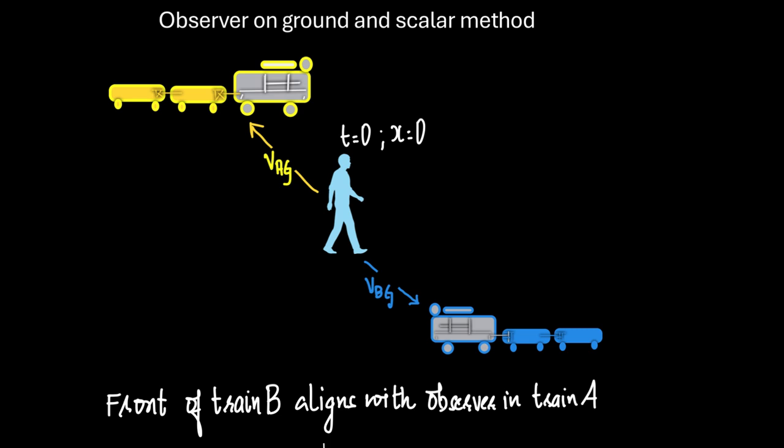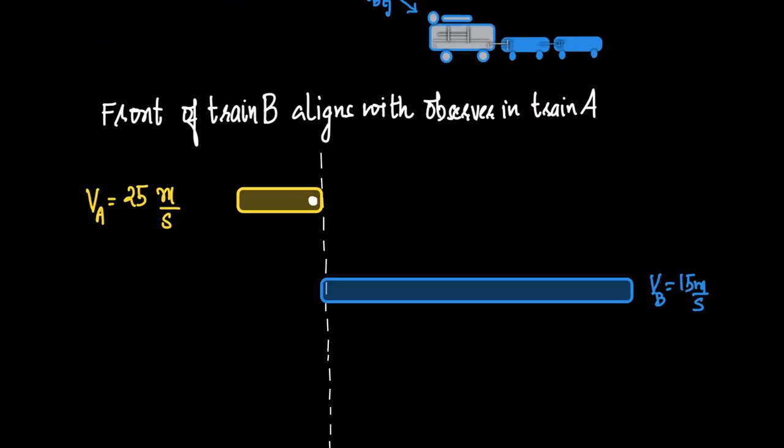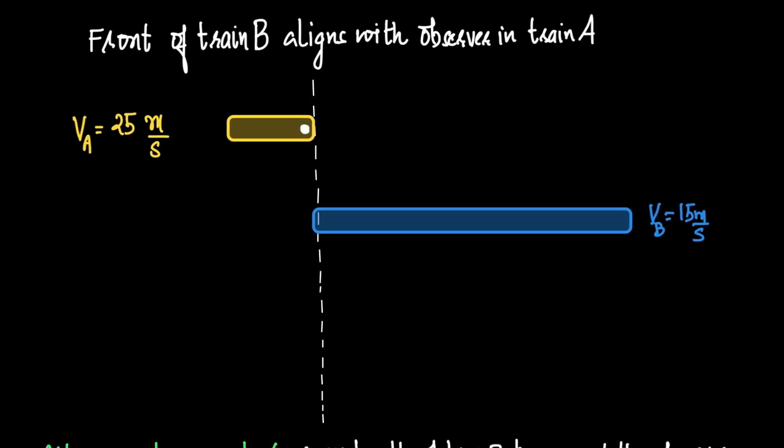So the observer at time t equal to 0 and at x equal to 0 sees, from his point of view, that the front of train B aligns with the front of train A. Now, every time I use this diagram, the explanation and the process of understanding would become really difficult. So I've chosen simpler diagrams, which would translate like this. This is the front of train B, aligned with the front of train A.